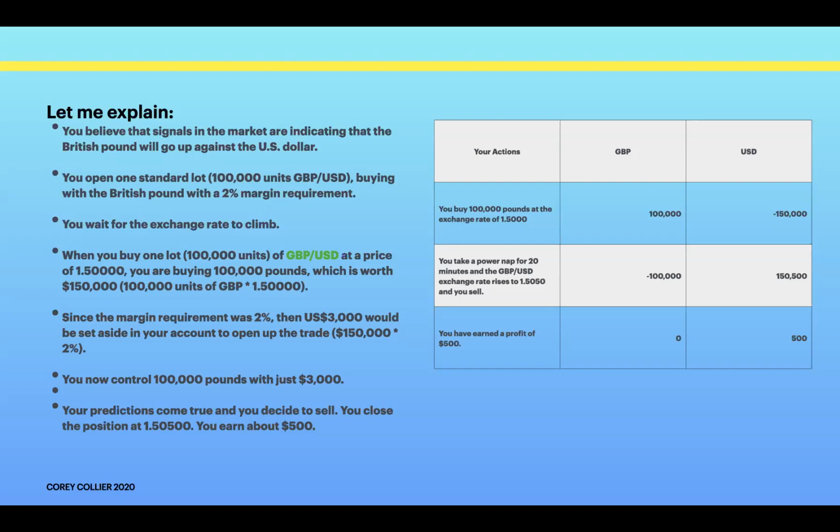And if your predictions come true and you decide to sell, you close that position at what, 5 pips? That's $500. I mean, oh no, that's 50 pips. That's $500. I'm sorry. You guys following that?